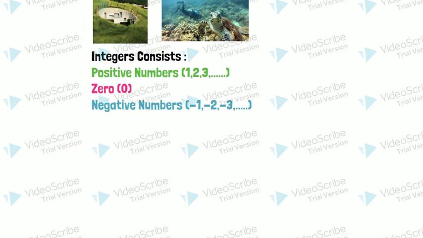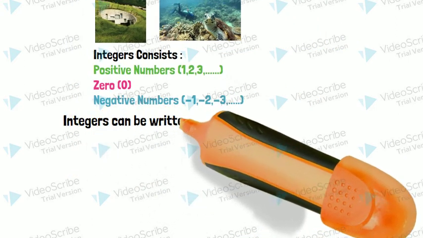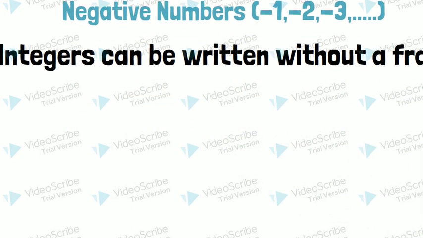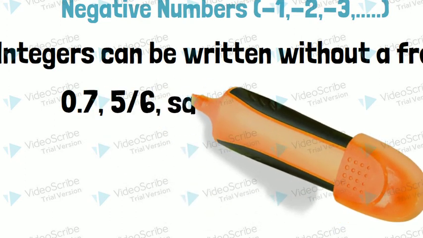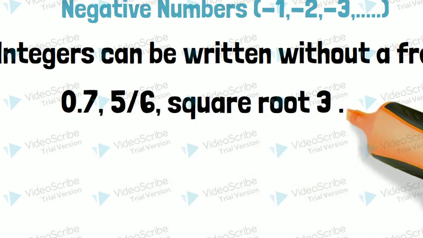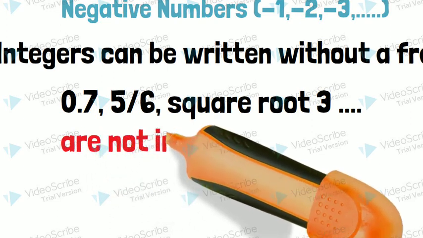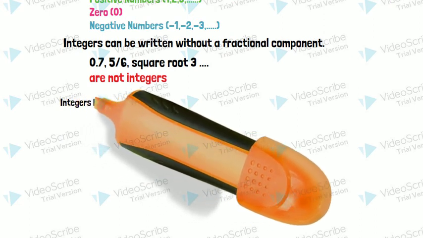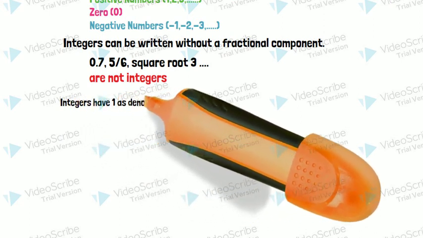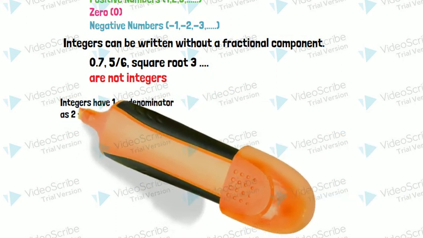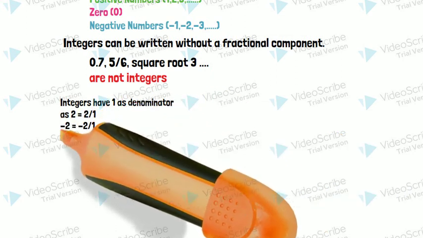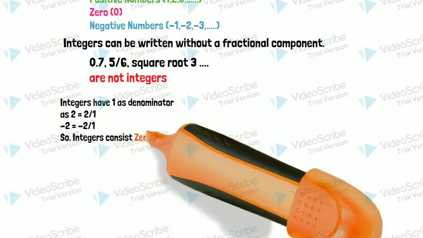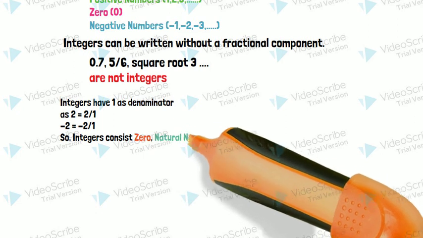Now integers can be written without a fractional component. Let's take few examples like 0.7, 5/6, square root of any number, we are taking square root 3. These are not integers because they are consisting of a denominator except 1, means other than 1. So integers have 1 as denominator because the numbers which we are writing like 1, 2, 3, -1, -2, -3, these are containing the denominator 1. So always make sure integers are having a denominator 1.